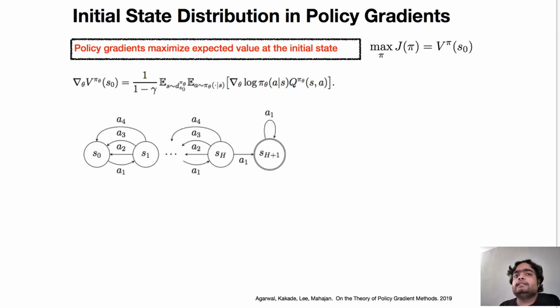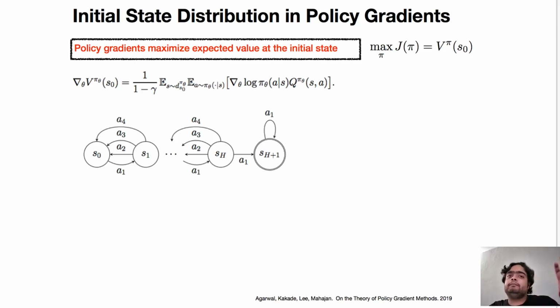So let's consider this simple MDP, which is like a chain MDP. You start off at state S0. You can go to state S1 by taking action A1, and you can come back to state S0 by the three other actions, A2, A3, and A4. You can go ahead from S1 to S2 by taking action A1, again come back using A2, A3, or A4, and so on until SH plus 1, where if you take A1, you just stay there, and there's no other action available. You get a reward of plus 1 if you end up reaching SH plus 1, and for every time you stay at SH plus 1, you get a reward of plus 1.